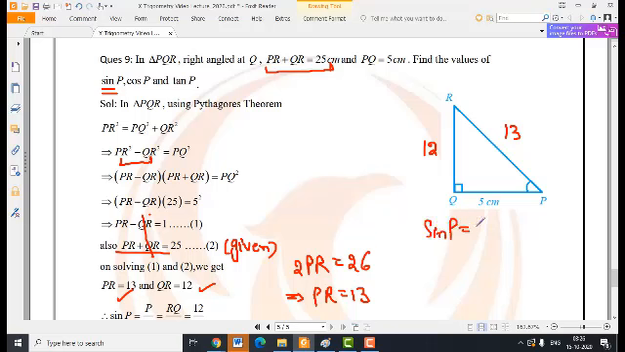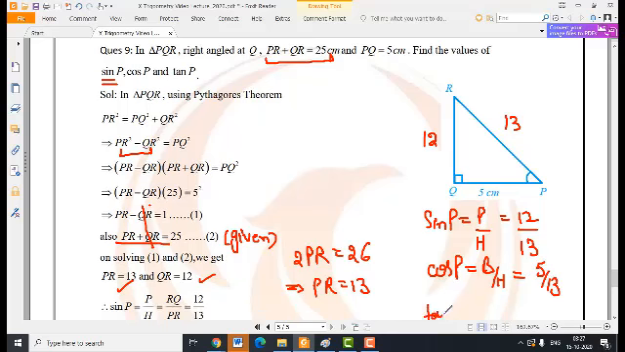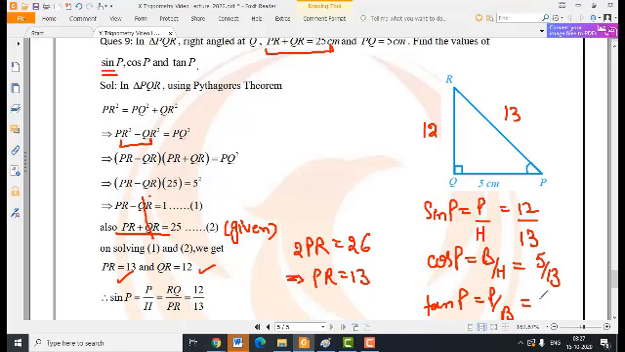Sin P is nothing but perpendicular upon hypotenuse. So in the given triangle, what is the perpendicular? It is 12. What is the hypotenuse? It is 13. I need the value of cos P. What is cos P? It is base upon hypotenuse. So this is going to be 5 upon 13. And last is tan P, which is equal to perpendicular upon base. Perpendicular upon base is 12 upon 5. So that is the answer to the given problem.